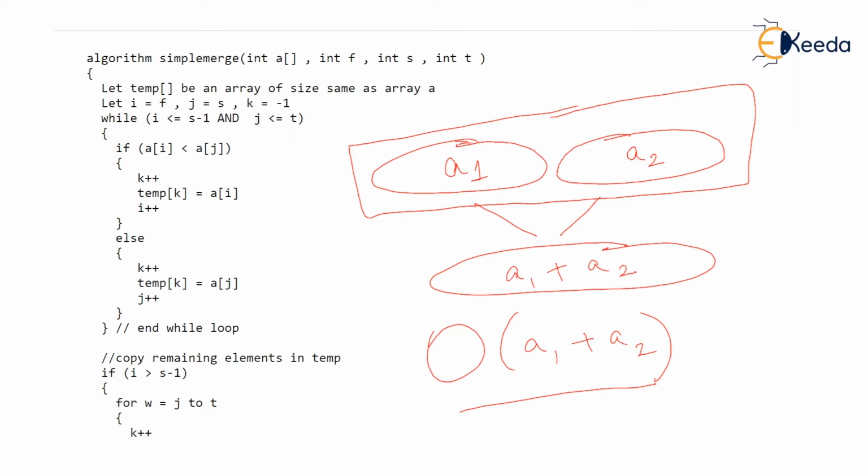Now assume that this left part contains n by 2 elements and right part contains n by 2 elements. Then the time complexity needed to merge these two partitions of size n by 2 is O of n because the number of elements in total is n by 2 plus n by 2. That's O of n.